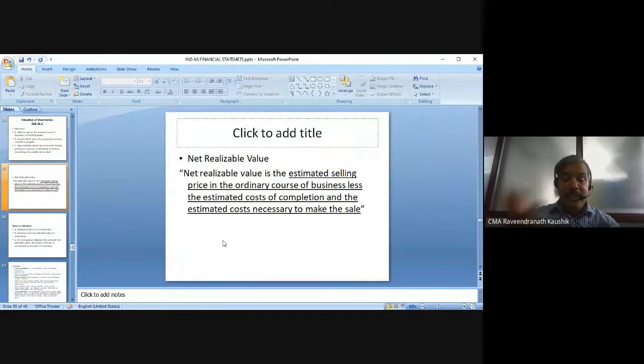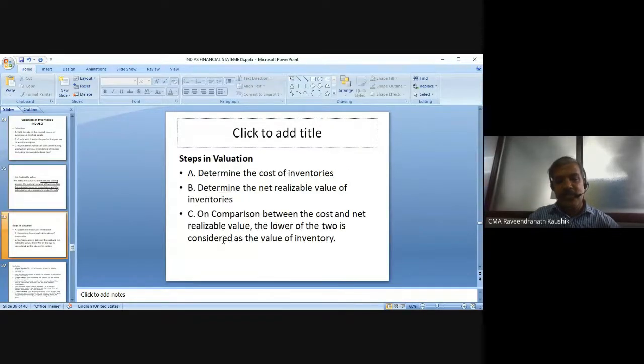So what is net realizable value? Because inventories need to be recognized at net realizable value or the cost, whichever is lower, right? So what is this net realizable value? Net realizable value is the estimated selling price in the ordinary course of business less the estimated cost of completion and the estimated cost necessary to make the sale. So this is NRV, we call it net realizable value of that particular thing. So definitions are there. We need to look into this.